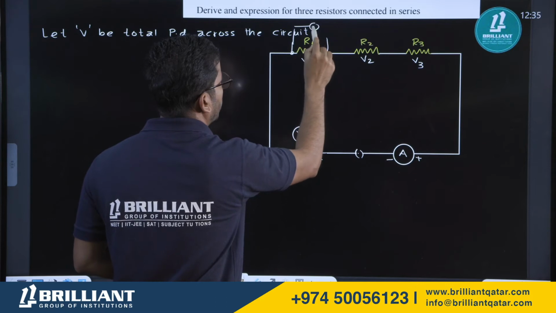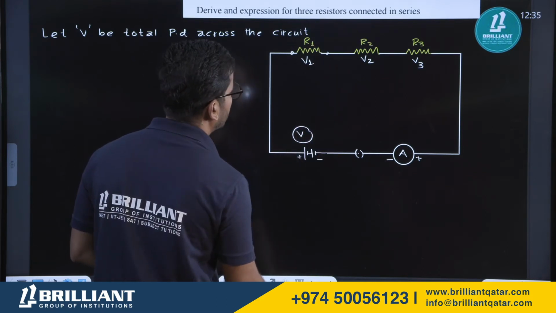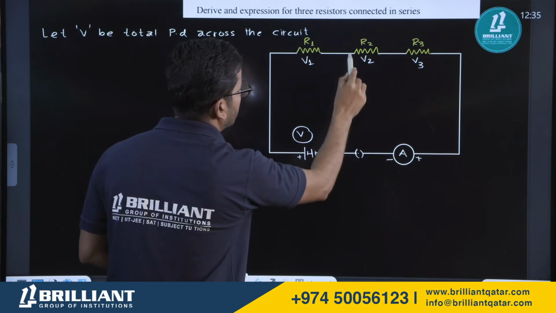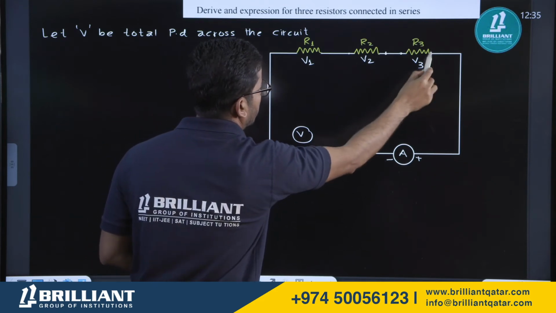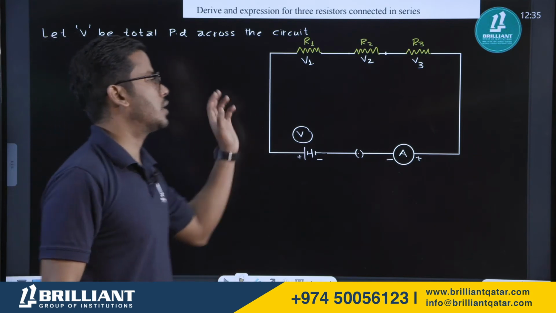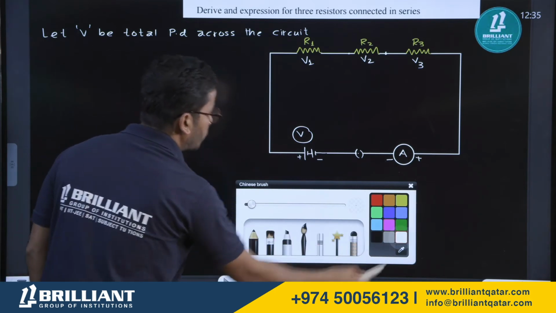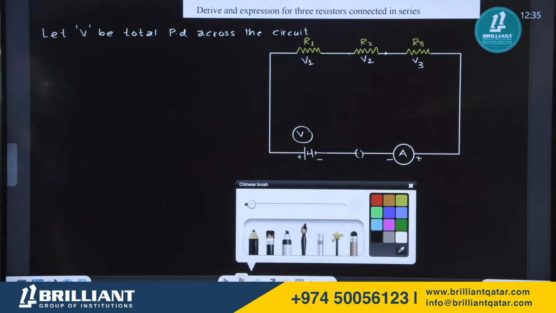So how you will see it practically is by connecting a voltmeter like that. In this point you connect a voltmeter. All right, same you can connect the voltmeter in this point, same you can connect the voltmeter on this point. So when you do this, you will figure out that the potential differences do not remain the same, as we have just seen by doing one numerical. So let V be the total potential difference in the circuit.